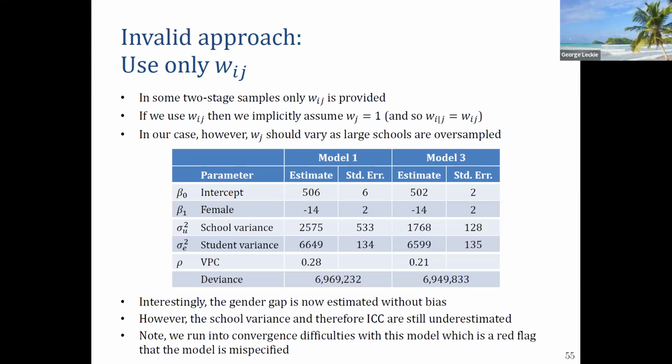Okay. And we run into convergence difficulties on this model, which is also a red flag. Okay, so I had to stop the estimation at 25 iterations. In Stata, in R, I didn't run into convergence difficulties, and I get the same results in both. So they implement things slightly differently.